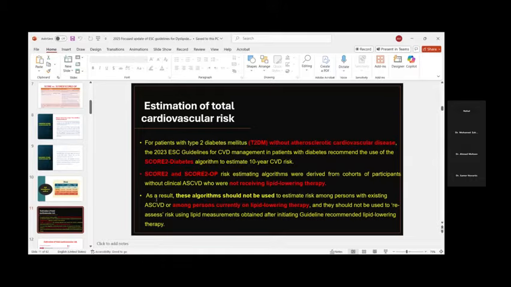As a result, these algorithms shouldn't be used to estimate the risk among persons with existing atherosclerotic cardiovascular disease or among persons currently on lipid-lowering therapy. And they shouldn't be used to reassess the risk using lipid measurements obtained after initiating guideline-recommended lipid-lowering therapy. So this is an important limitation here.